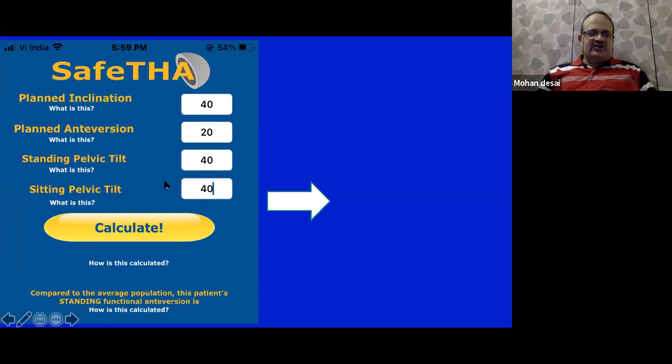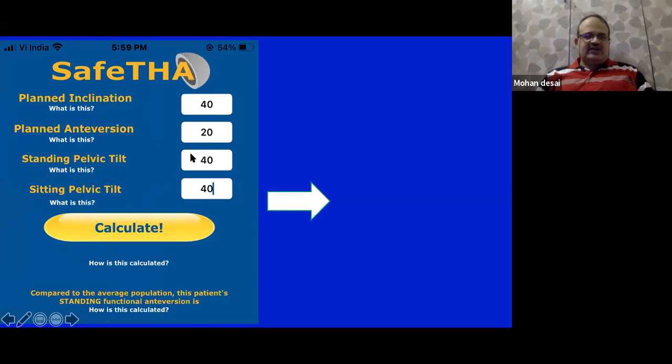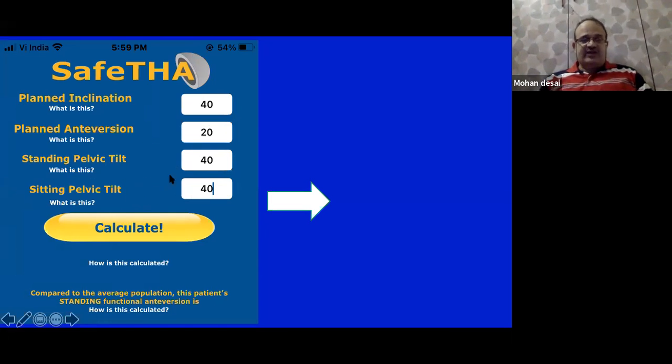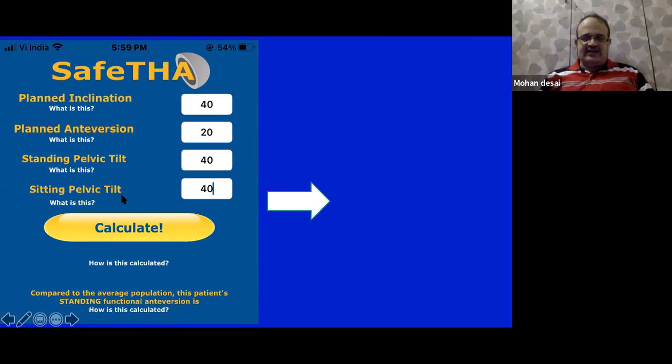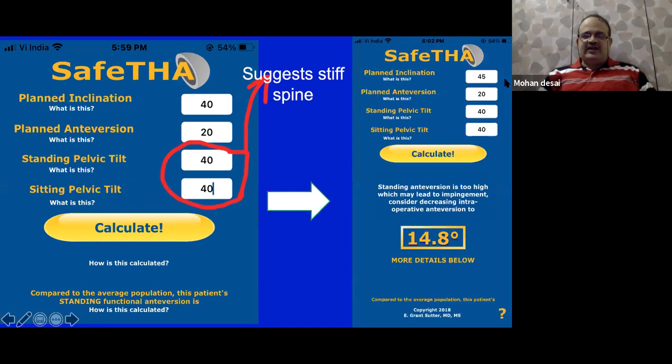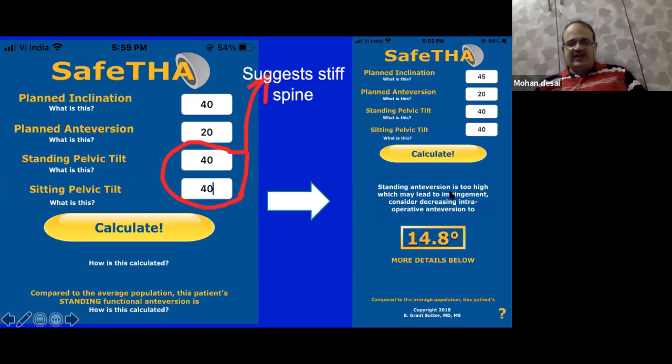Now, let's assume that this is a case of ankylosing spondylitis with a spinal fusion, and the pelvic tilt doesn't change on standing and sitting positions. So it is 40 degrees in standing and in sitting. What does this mean? It means that it's a stiff spine. So once you click on this, it will show that even though you intend to have this anteversion of 20, you need to decrease this anteversion, because it will tell you the reason.